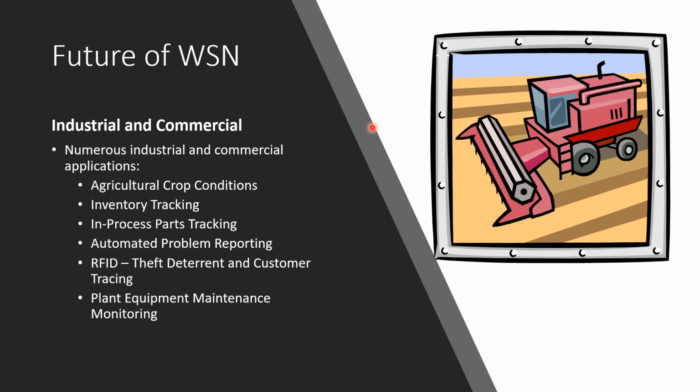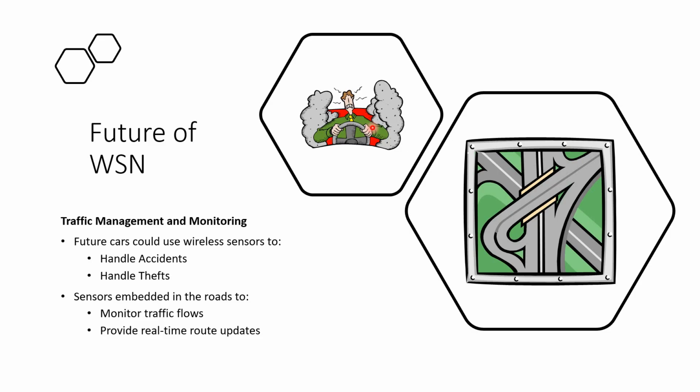Industrial and commercial applications can also be present for future uses, for example agricultural crop conditions, inventory tracking, in-process parts tracking, RFID theft deterrent, and customer tracing, and so on. So there are many applications for future uses in different sectors.